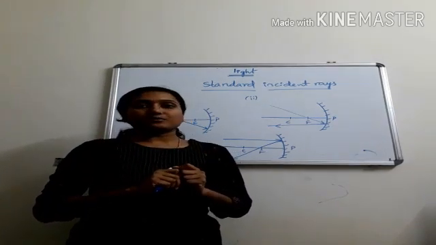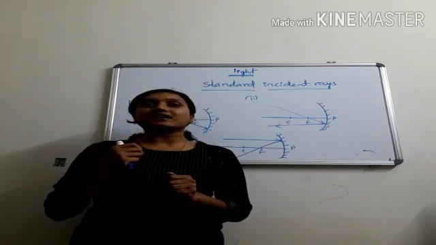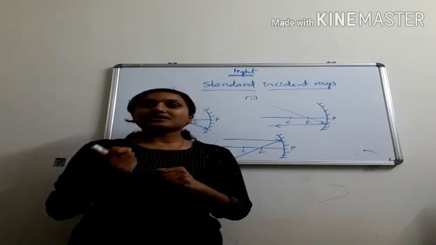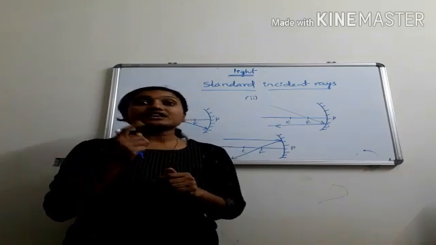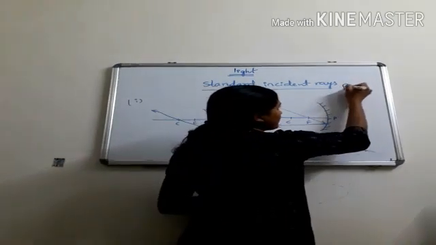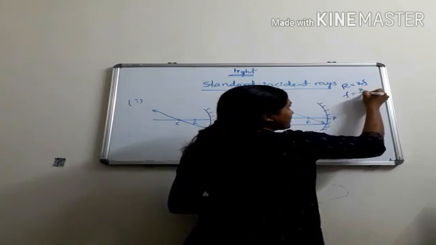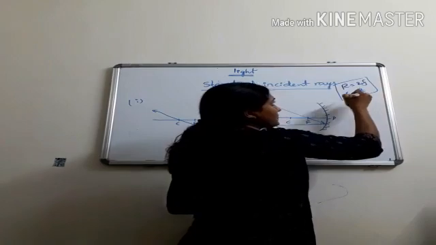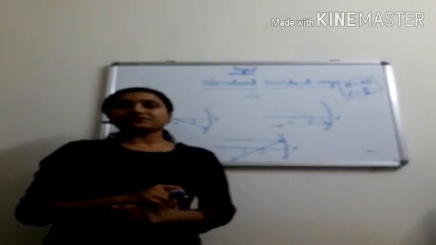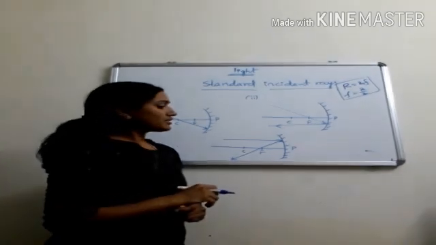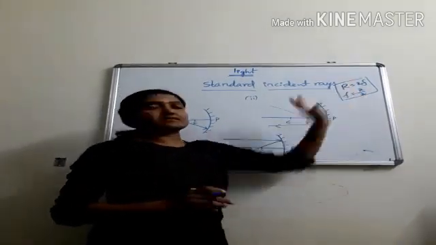After the components of the spherical mirrors, we learned about the relationship between the radius of curvature and the focal length. The radius of curvature is equal to 2f, or f is equal to R by 2. We also discussed this relationship, and then we discussed one or two problems based on this formula.